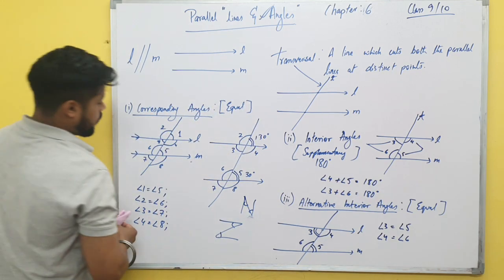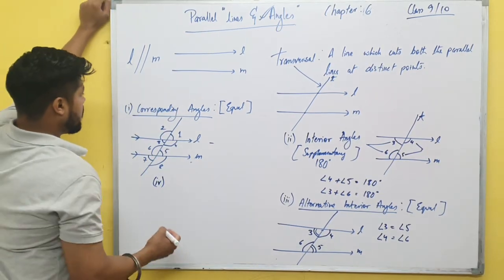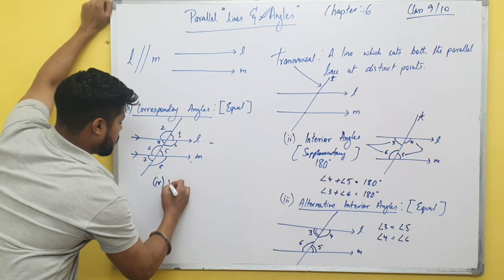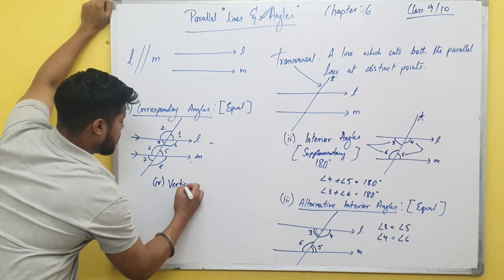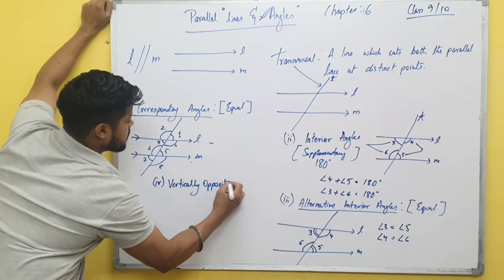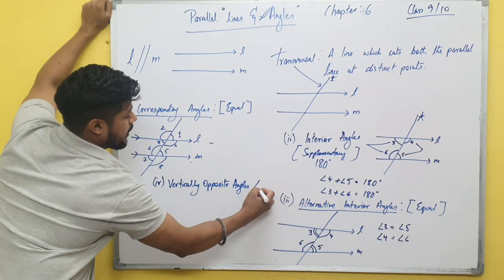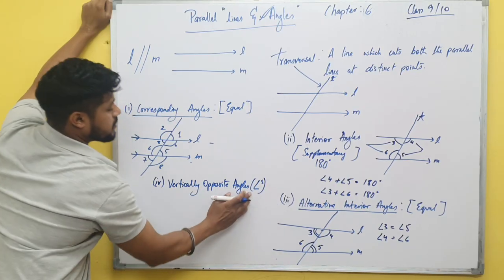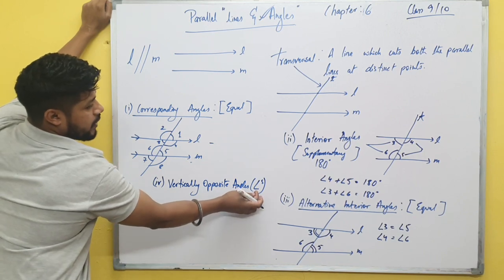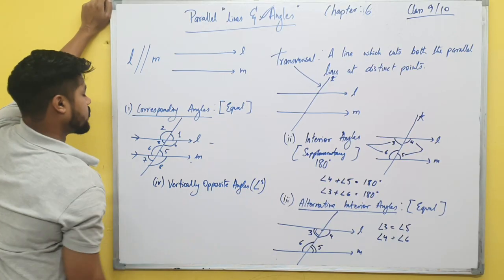Let's see the fourth one. So we got corresponding angles, interior angles, alternative interior angles, and the fourth one is vertically opposite angles. This is the way to write angles. If you are writing in short form, we can draw an angle and give it the power s. This is the way to write angles.